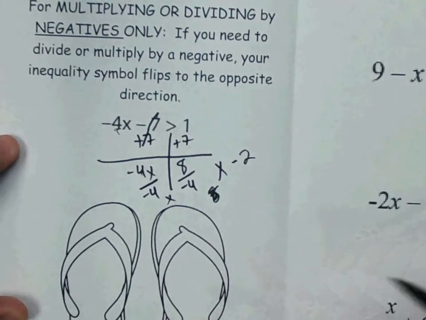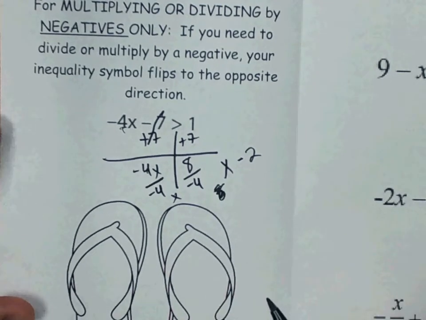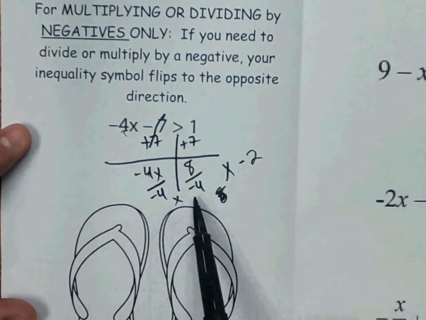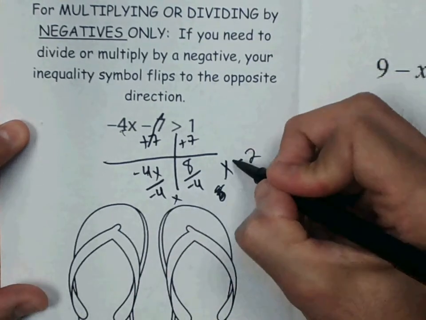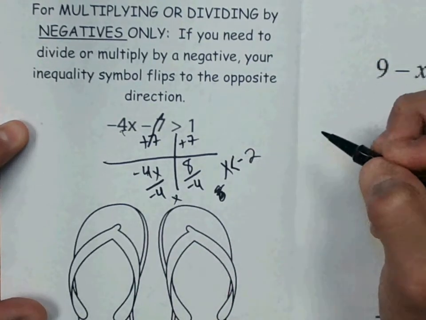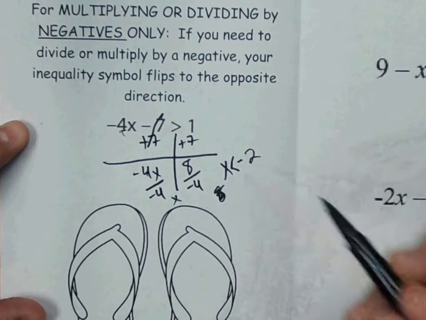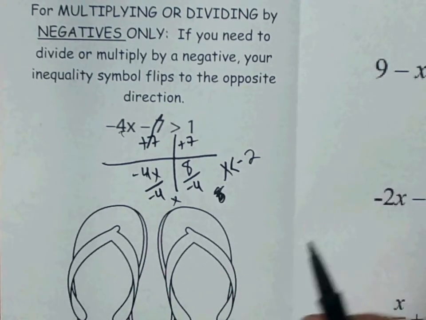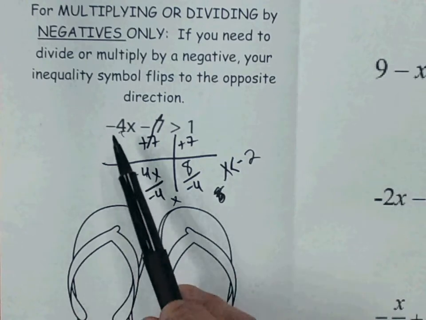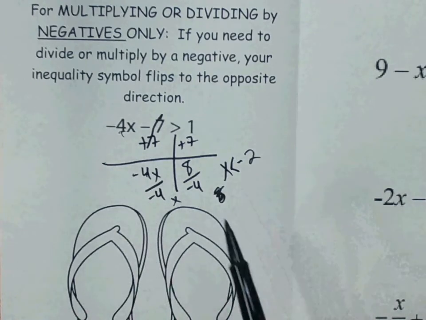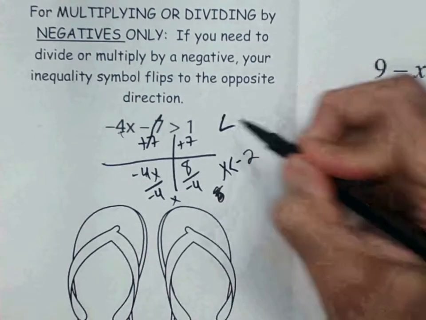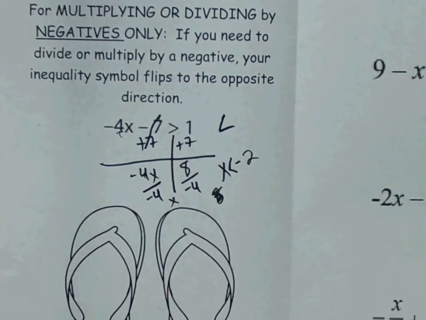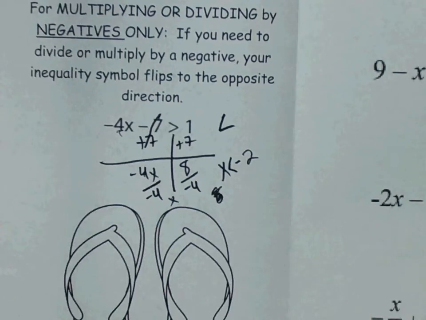Okay, this is where the flip-flopping matters. Since I divided by a negative, my inequality symbol actually flip-flops to the other side. Okay, so now x is less than negative 2. So kind of pay attention to that. Whenever you divide by a negative or multiply by a negative, your inequality symbol flip-flops. So that turns into the opposite. Okay? Let's get another practice one.